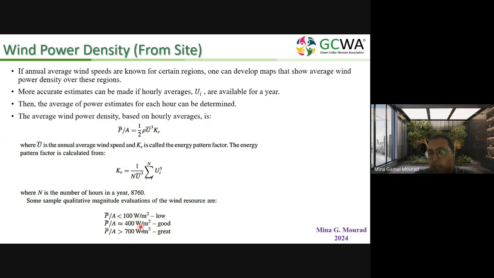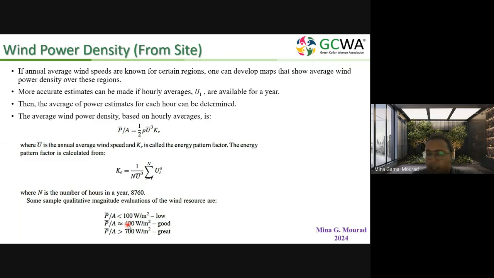We can classify according to classes. Power density smaller than 100 watt per square meter is low. Power density equal to 400 watt per square meter is good. Power density greater than 700 watt per square meter is great. So regions or sites with power density lower than 400 are not good for constructing wind farms. Starting from 400 to 700 and more than these values, we can construct wind farms.